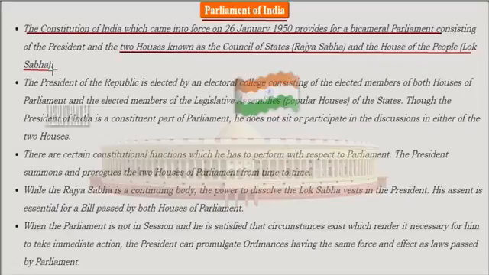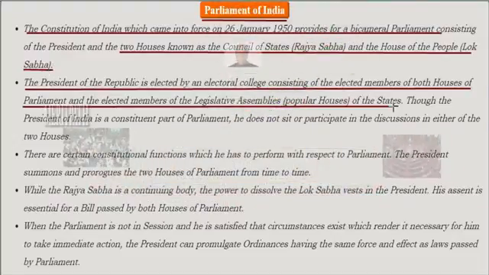The Constitution of India, which came into force on 26 January 1950, provides a bicameral parliament which consists of the President and two houses known as the Council of States, also known as Rajya Sabha, and the House of the People, also known as Lok Sabha. So Rajya Sabha and Lok Sabha are the two houses.